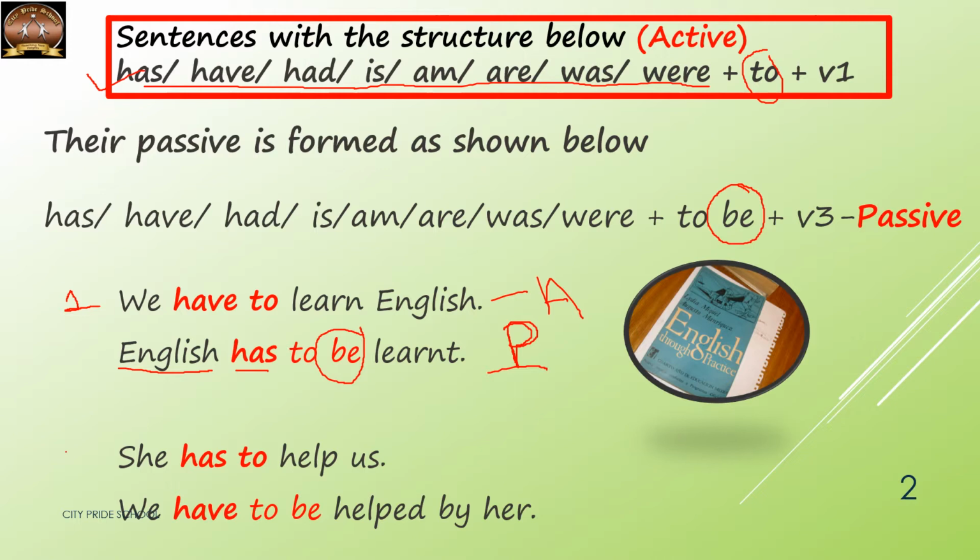Now let's take another example. She has to help us, right? So has is followed by to. So the only thing we have to do is insert be just after to. So we have to be helped by her. She is a singular subject, so it's going to take has, and we is a plural subject, so it will take a plural verb have.